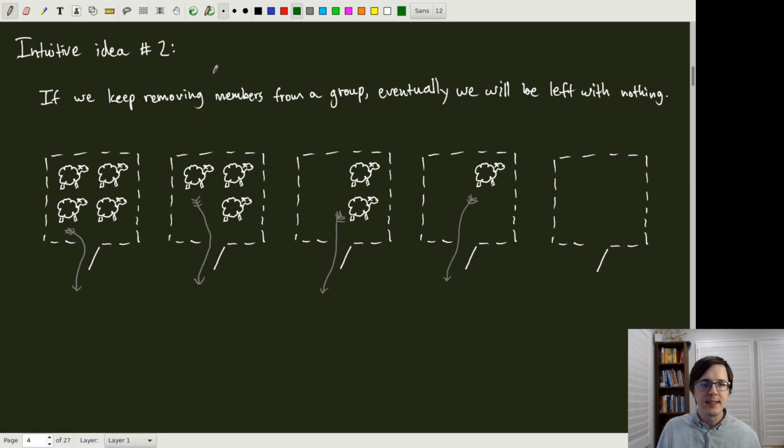Intuitive idea number 2 is that if we have some number of members in a group, then by removing members one at a time, in this case sheep leaving the pen one at a time, eventually we'll be left with nothing in the group. So we started with 4 sheep, and then after 4 sheep left, we're left with none. This may seem obvious, but what if there were just so many sheep that no matter how many you remove, there are still more sheep left over? But I guess the idea with numbers and counting is that you will run out eventually.